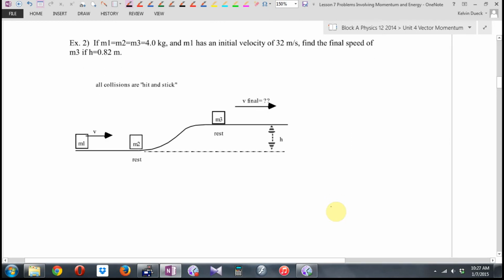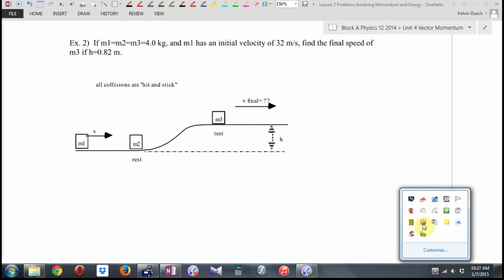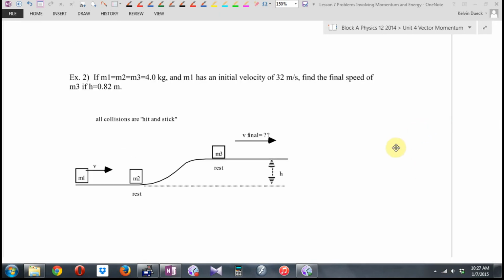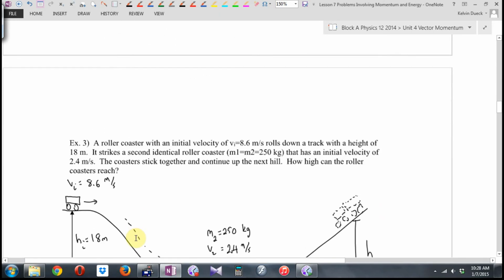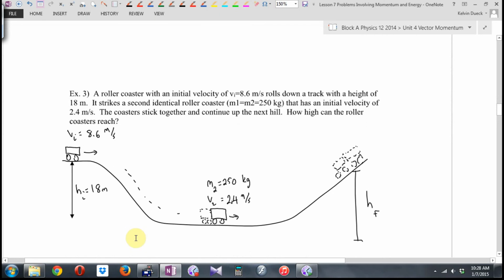If M1 equals M2, okay. I'm just puzzling right now. Let me pause the video. I think what I'm going to do, in the interest of time, is skip this one, and I'm going to do the roller coaster. Why? Because I like this question.